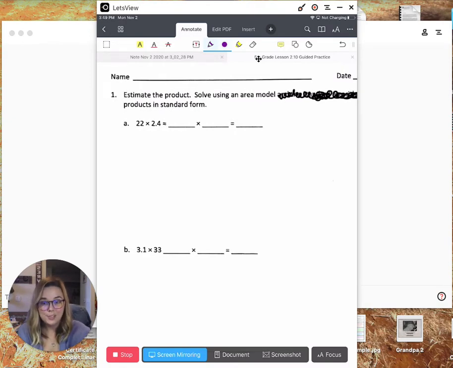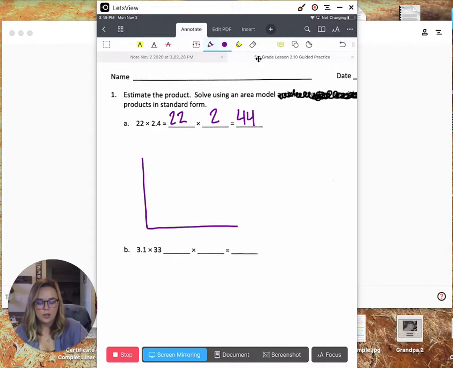22 is a pretty easy number to multiply, so I'm going to keep it as 22. But then 2 and 4/10, I'm going to round down to 2. So I multiply those two together, 22 times 2, and I get 44. So my answer is going to be somewhere around 44.